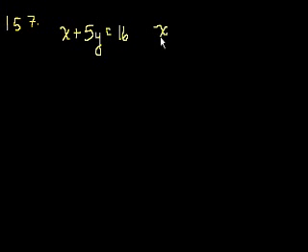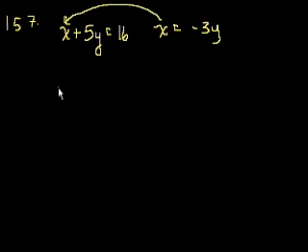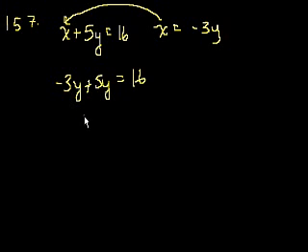Problem 157. If x plus 5y is equal to 16 and x is equal to minus 3y, then what does y equal? So let's just substitute this over here. So we get minus 3y plus 5y is equal to 16. Add those together, you get 2y is equal to 16, or y is equal to 8. And that is choice E.